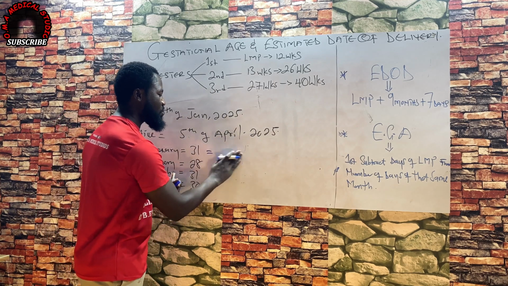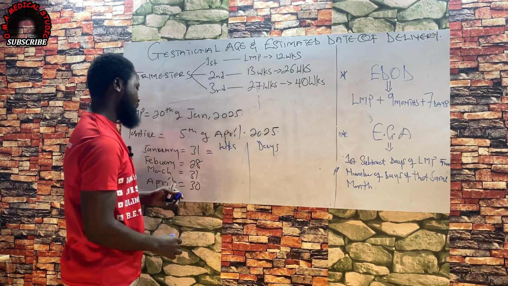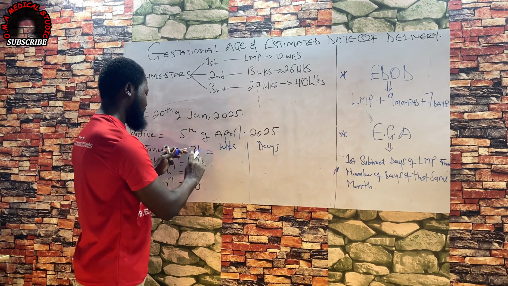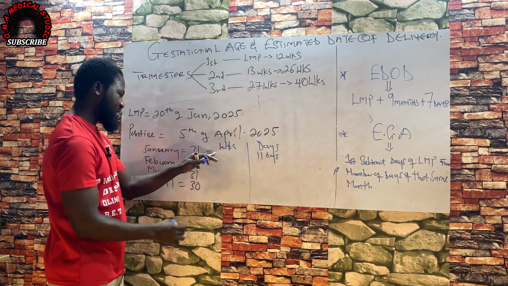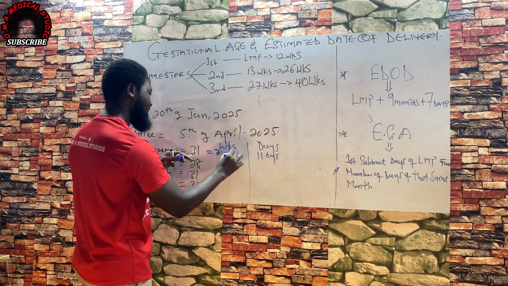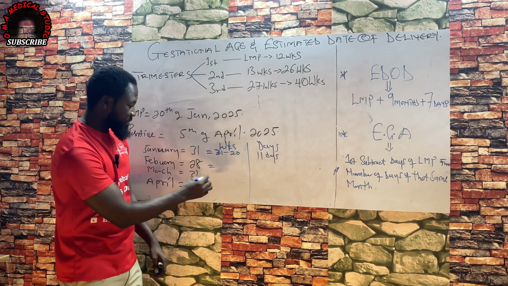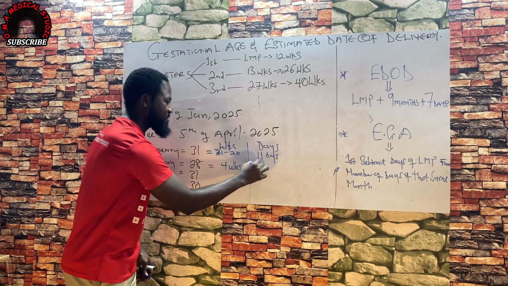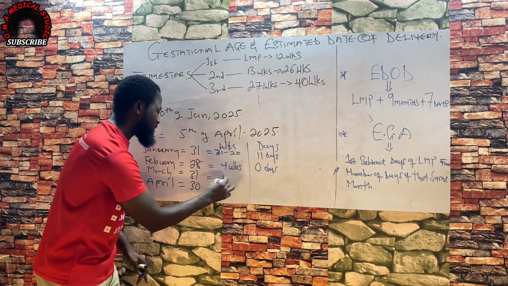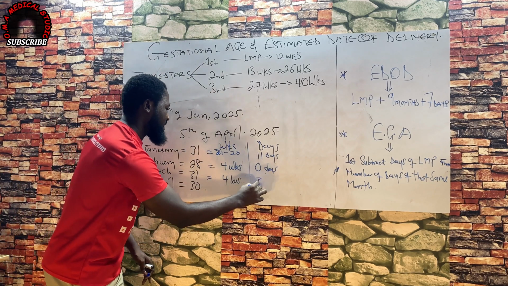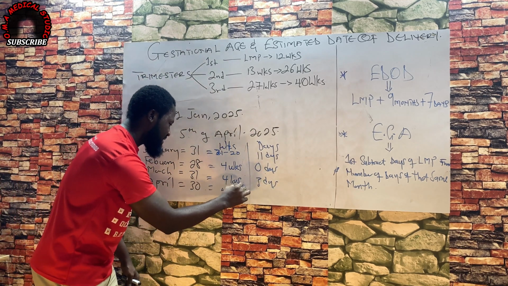So you are going to convert this into weeks and days. If you take the 20 out of 31, you are going to have 11 days. And here, if you convert 28 days into weeks, you are going to have 4 weeks, 0 days. Then here too, you convert into weeks, you are going to have 4 weeks, 3 days. If you convert 30 days into weeks, you are going to have 4 weeks, 2 days.